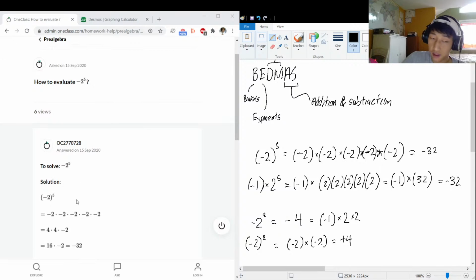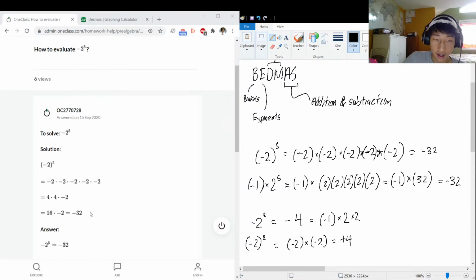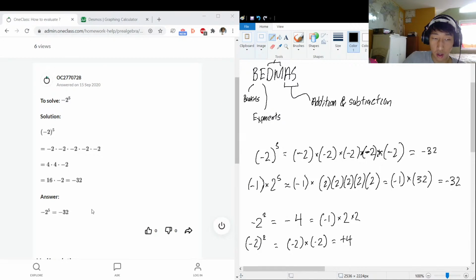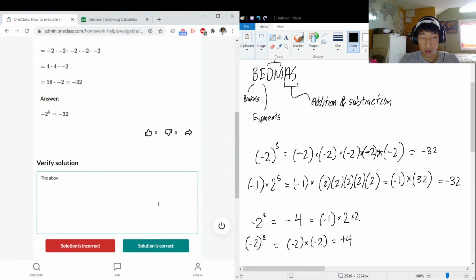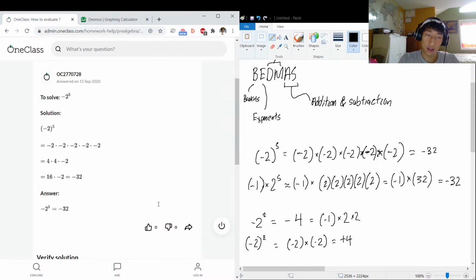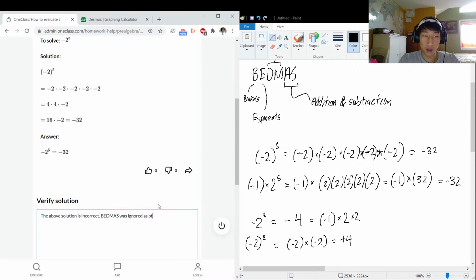The solution that we have here, unfortunately, is not correct because BEDMAS is ignored. So unfortunately, I do have to mark this question as incorrect. The above solution is incorrect. So BEDMAS is ignored as brackets were added when they really should not have been.